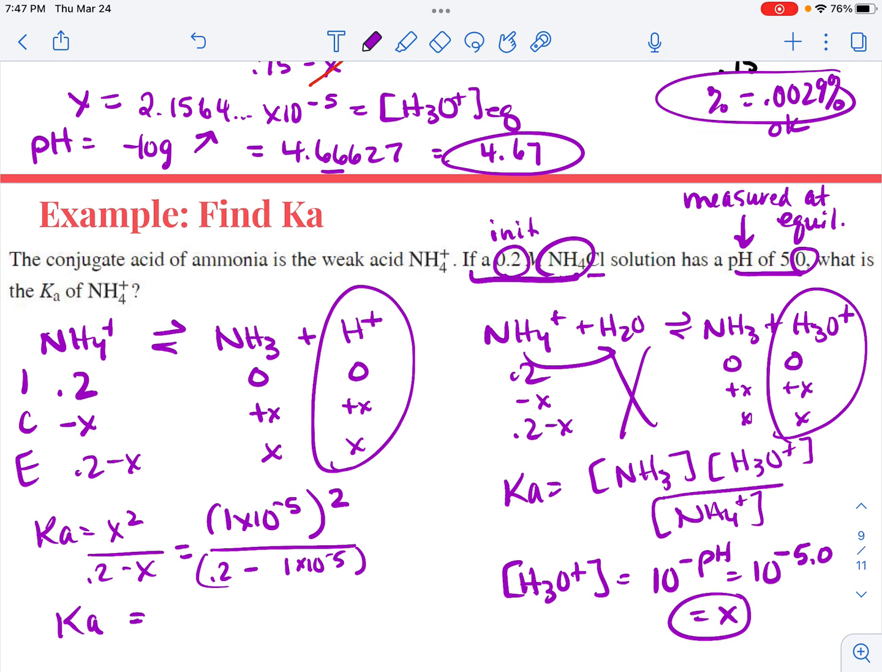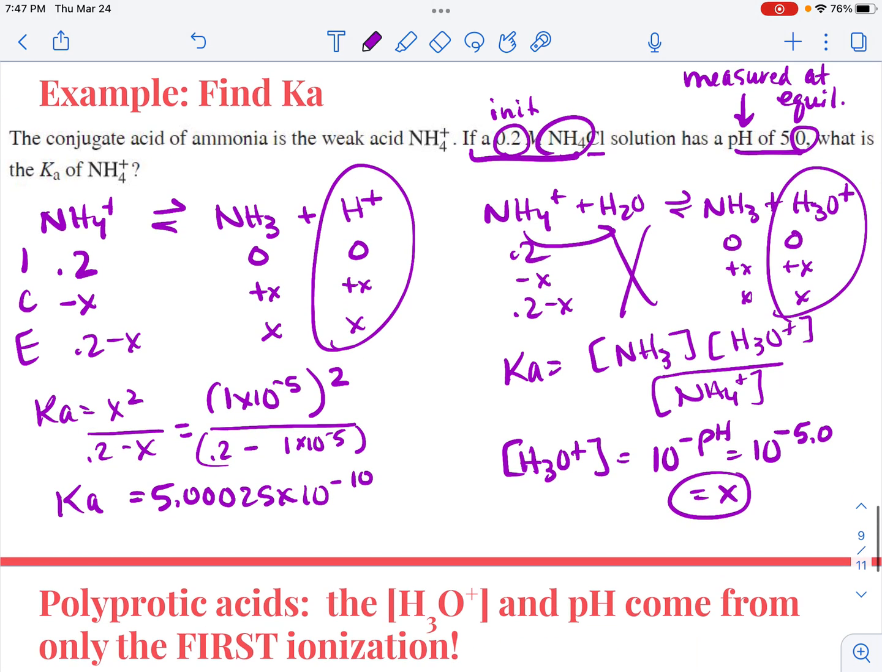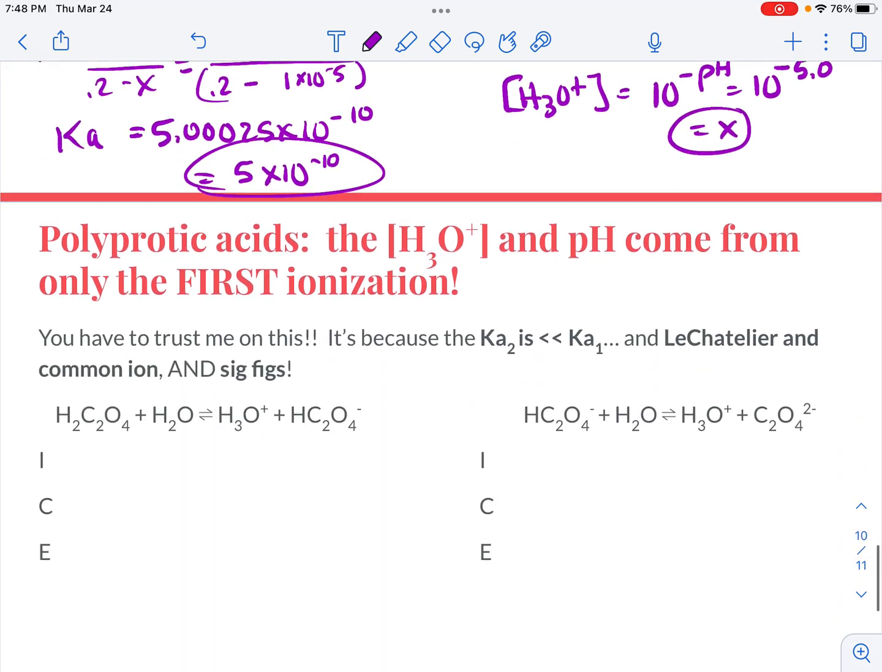And that's going to give me 5.00025 times 10 to the negative 10th. And that means that with one significant figure, this is literally now 5 times 10 to the negative 10th equals Ka. So those are your examples for how this works. All right. And we'll do this in practice in class.